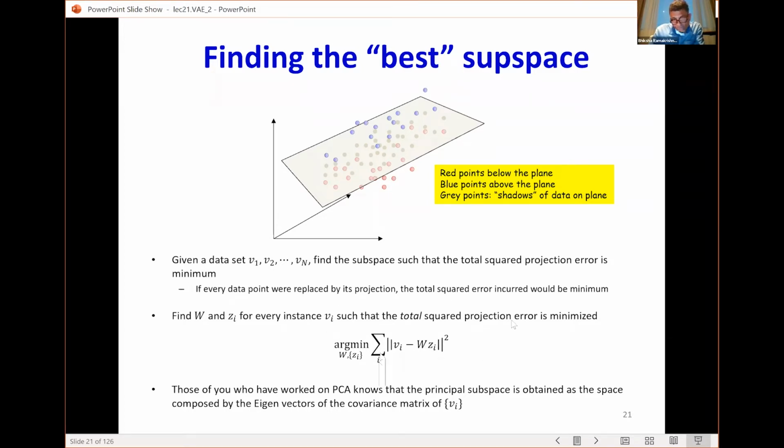And when we work out this math, we would find, if you've done PCA, that the best set of bases to minimize this are the eigenvectors of the covariance matrix of the data. So anyone who has done PCA, do you remember this? Is this making sense?